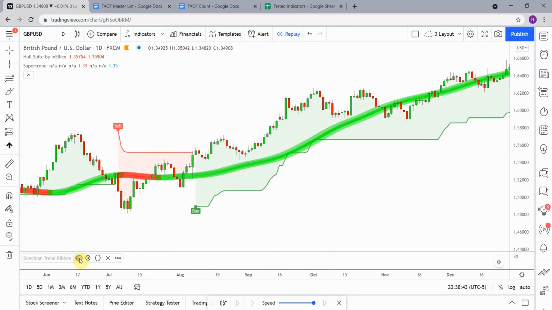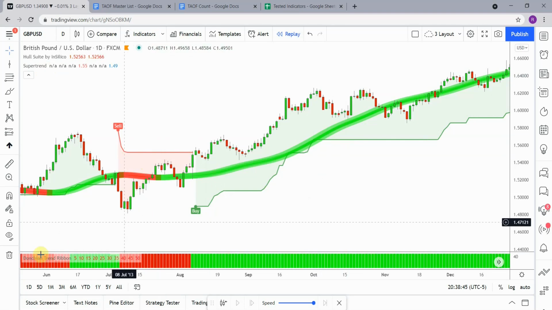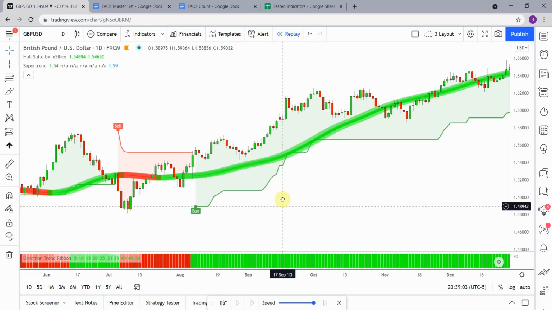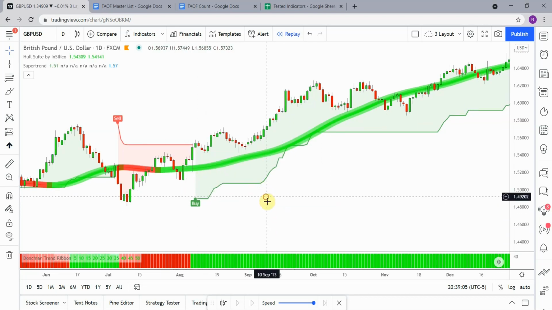And then lastly, we have the Donchian trend ribbon. Now in the original video, again, they just referred to this as the trend ribbon. They gave you no length or idea what exactly this was. It took me a while to hunt this one down as well. And this one is on a period of 30. Now, once you get all that set, this is what it looks like here.